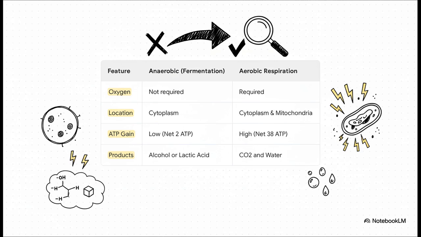So let's compare these two paths. Without oxygen, you get anaerobic respiration, or fermentation. It's a quick and dirty process that stays in the cytoplasm and only gives a tiny profit of 2 ATP. But if oxygen is there, oh boy, the cell switches to aerobic respiration. This process moves into the mitochondria and makes a mind-blowing 38 ATP. Just look at that difference. This table is super important for your exams, my dear children, so make a note of it.